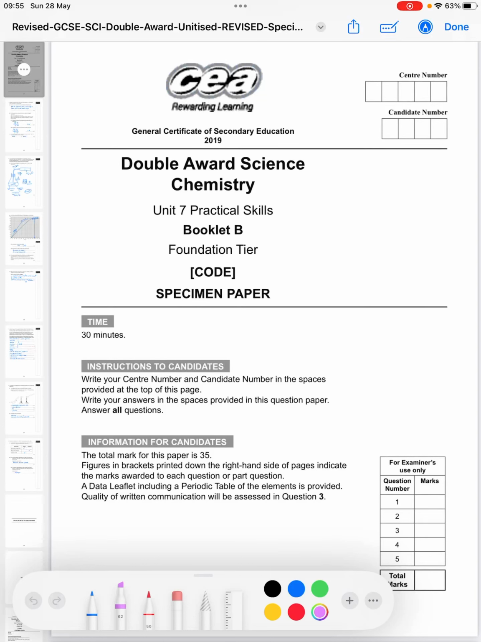Today I'm going to look at the Double Award Science. It's the chemistry component and it is the practical skills written paper, that's booklet B. So Unit 7B, or you might know it as Unit 3B. So this is just a 30-minute paper and it's done after your Unit 2 chemistry paper.